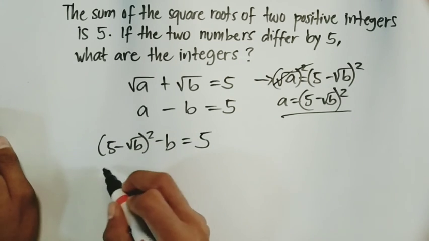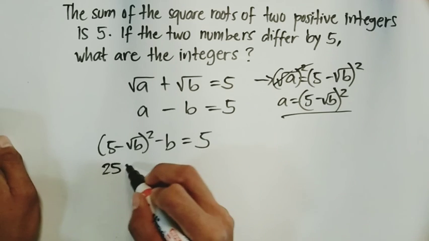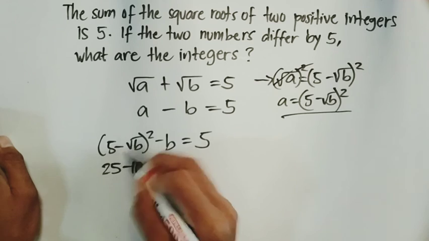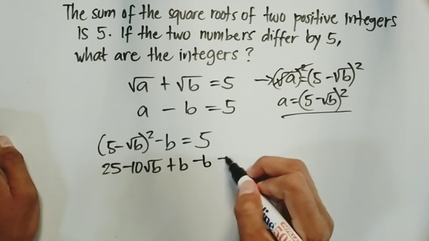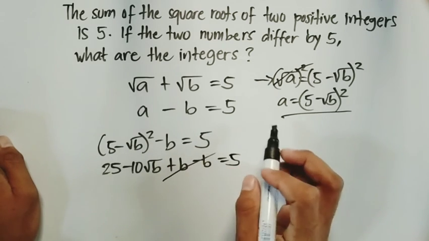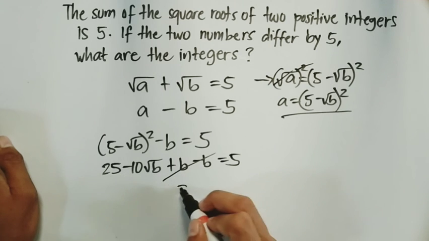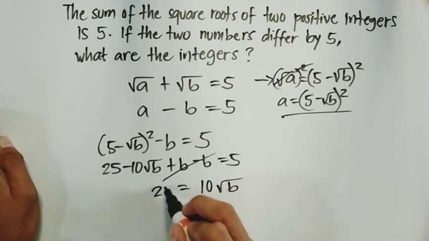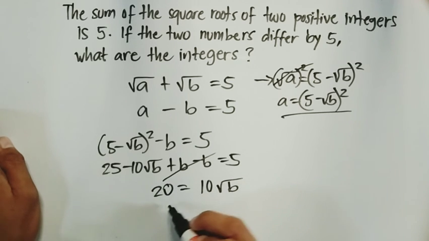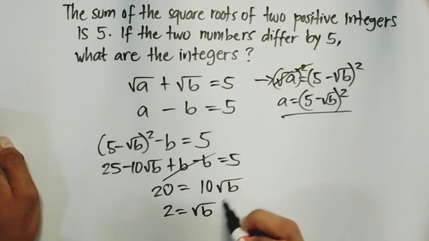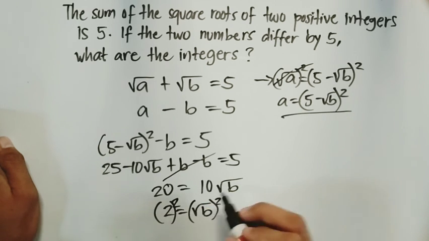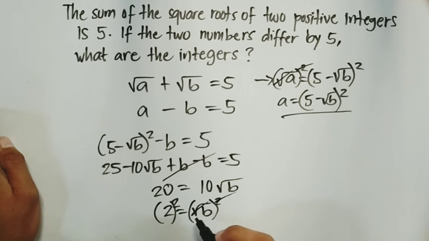And ganyan, expand na natin. We have 25. Dapat marunong na tayo mag-expand. Ayan. Plus B, kasi makakancel na yon. Minus B is equal to 5. Ito mawawala. And itong 10 square root of B, lipat ko sa kabila. We have 10 the square root of B. And minus, we have 20. Divide both sides by 10, we have 2. Dapat marunong na tayo ng mga basic. So, to get B, just square. So, mawawala to. We have B is equal to 4.